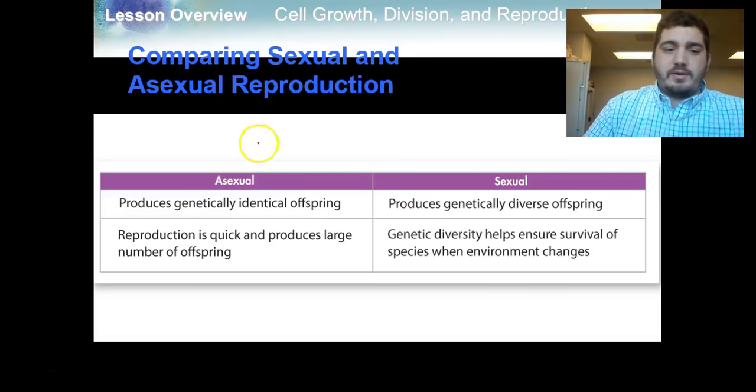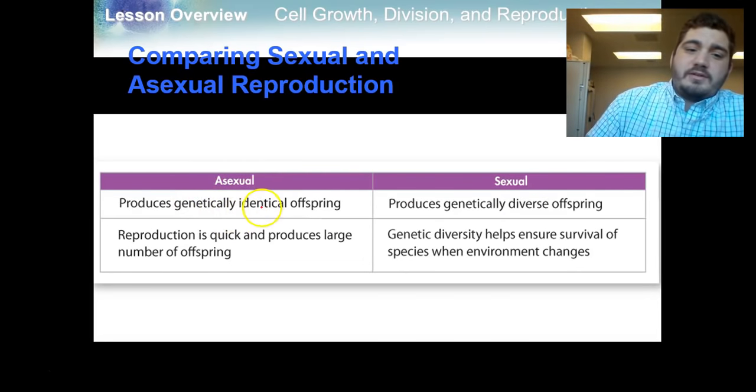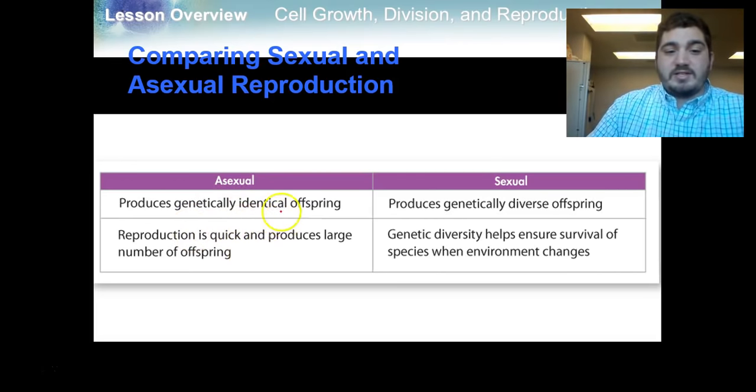So let's compare the two of them, right? So asexual reproduction, the offspring are identical, right? It makes one copy, splits into two. This is really usually beneficial for things like bacteria, or more simple organisms, because it's really fast and you can make a lot of offspring, right?